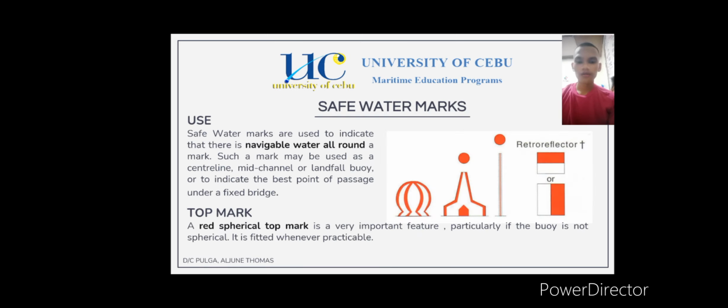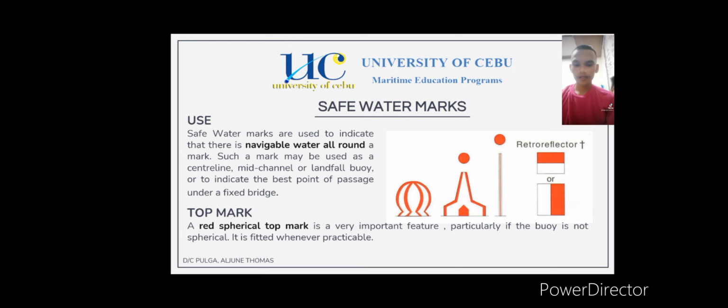Safe water marks, use. Safe water marks are used to indicate that there is navigable water all around a mark. Such a mark may be used as a centerline, mid-channel or landfall buoy, or indicate the best point of passage under a fixed bridge.